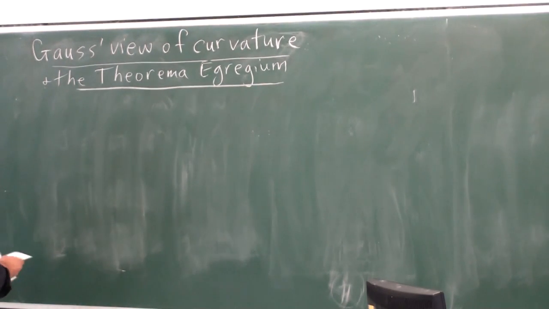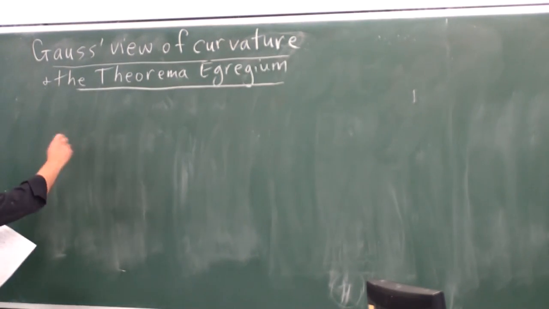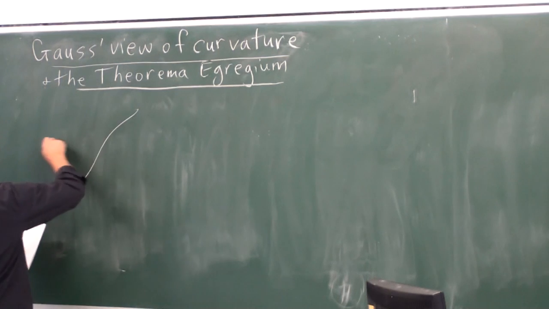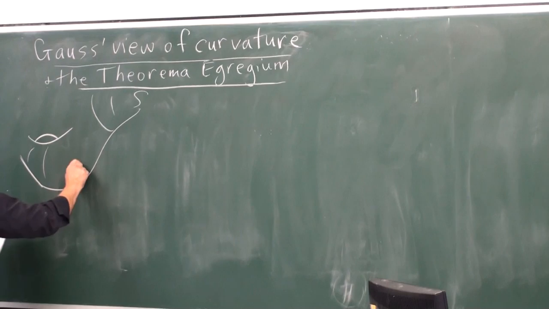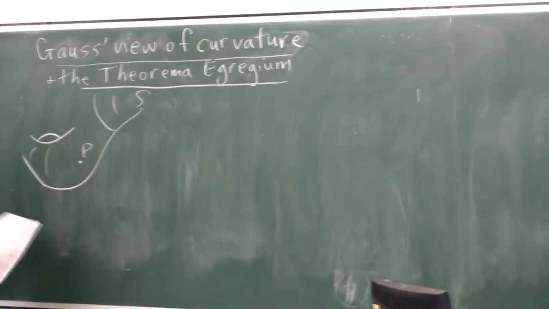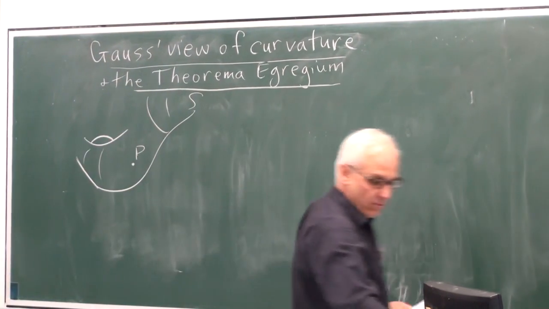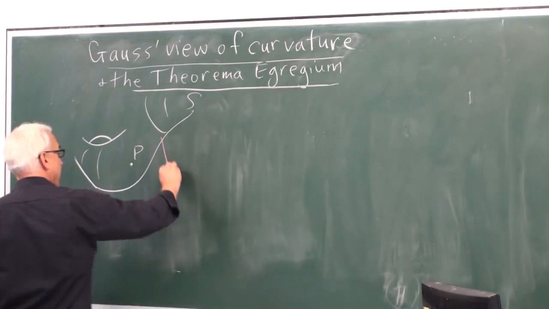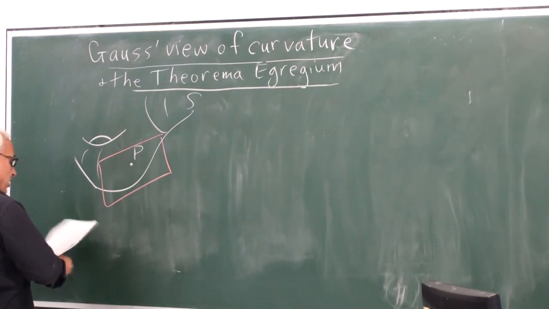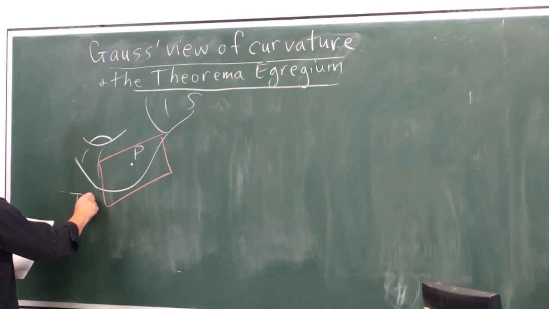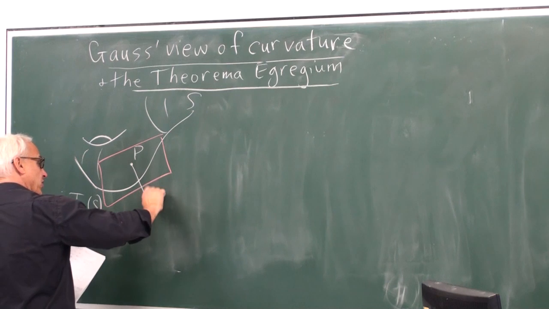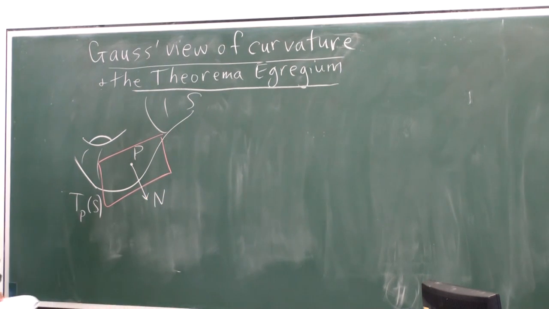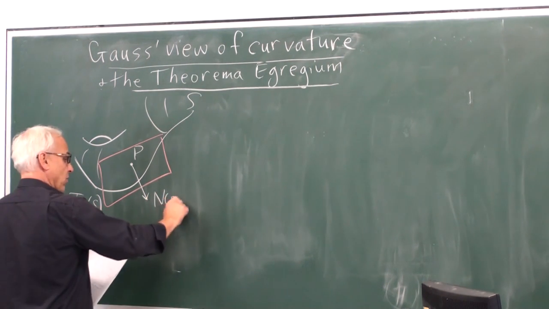So the story that we were developing last time might be summarized with a picture, something like this. We have a surface, here's S, and here's a point P on S. At that point we have, of course, the tangent plane, which we denote by T sub P of S. And that tangent plane has a unit normal vector. So n of p is the unit normal.